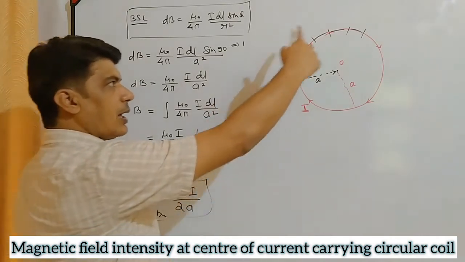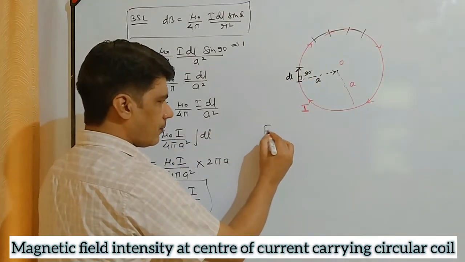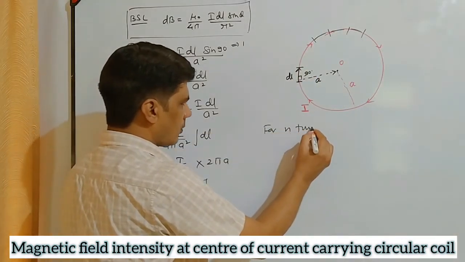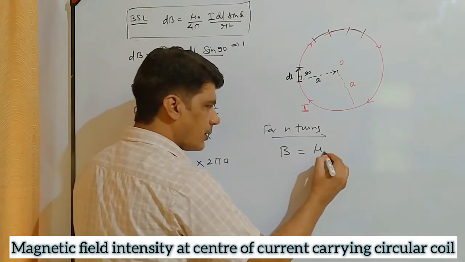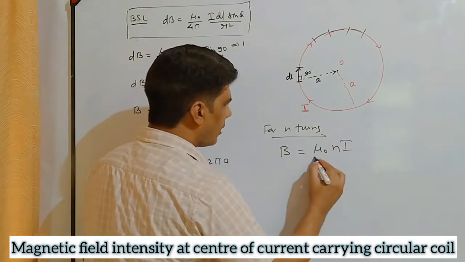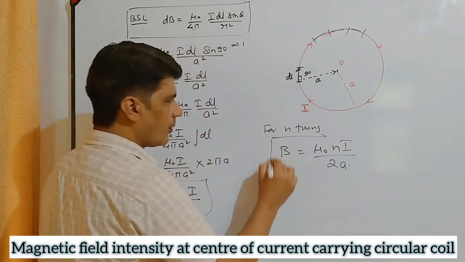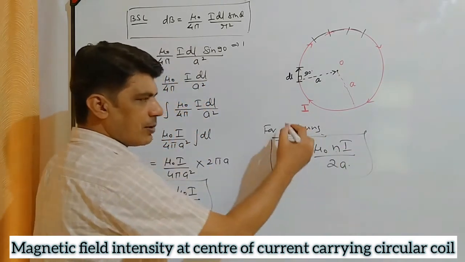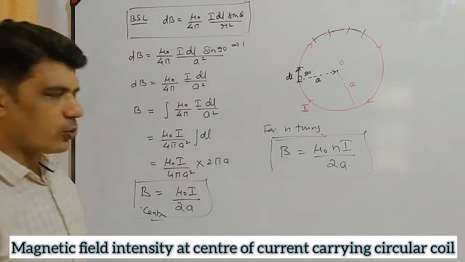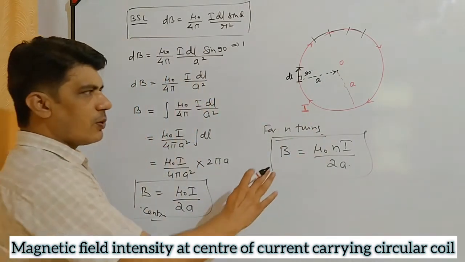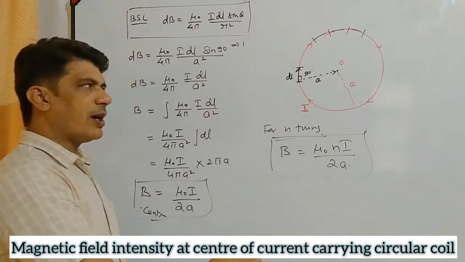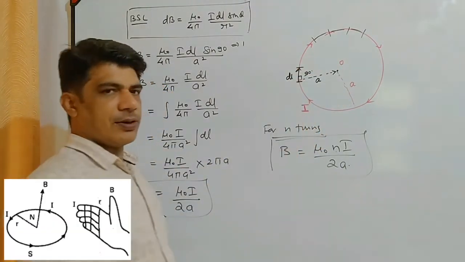In case there are n number of turns, we can write the strength of magnetic field as mu naught N I upon 2a, where N represents number of turns, I represents current through the coil, and a represents radius of the coil. So in this way, by using this relation, we can find the strength of magnetic field at center.